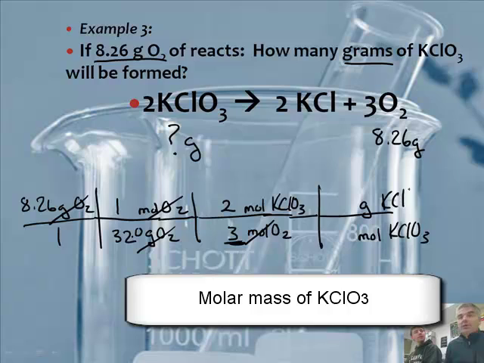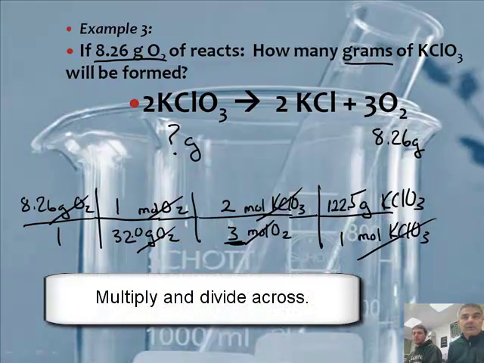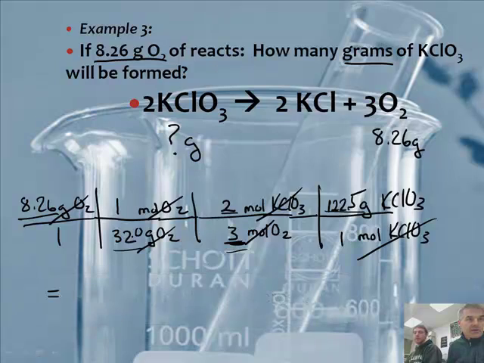And we do that using its molar mass. Mr. Bergman, you memorized that, I believe? Yeah, 122.5. I have limited brain space, so I try not to memorize things like that. All right, if there's numbers on top, what do you do? We multiply. On the bottom? We divide. So it'll be 8.26 times 2 times 122.5 divided by 32 divided by 3 equals 21.1.